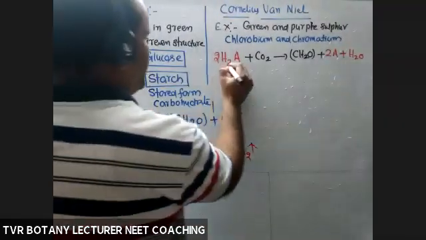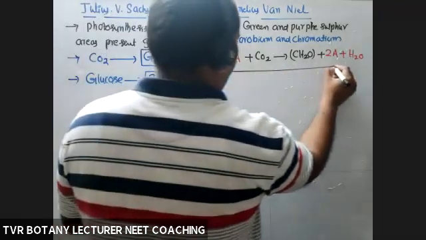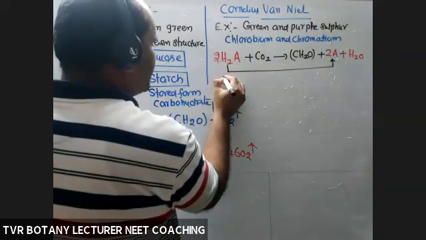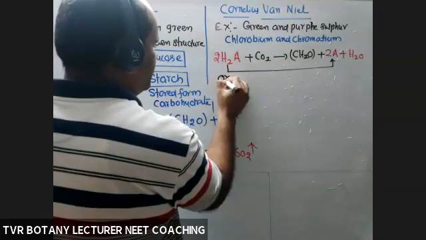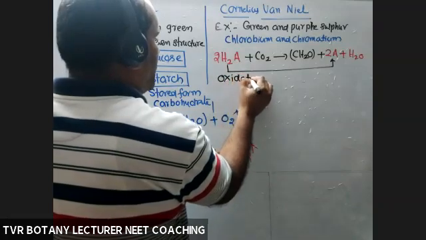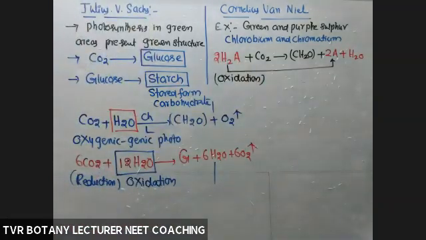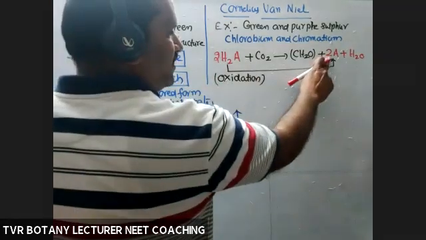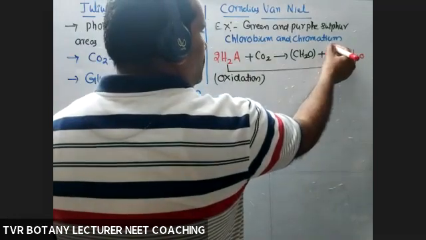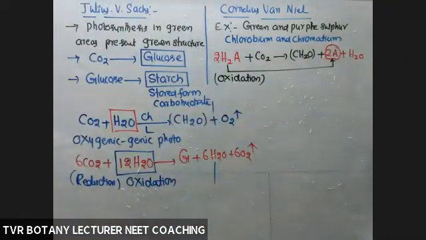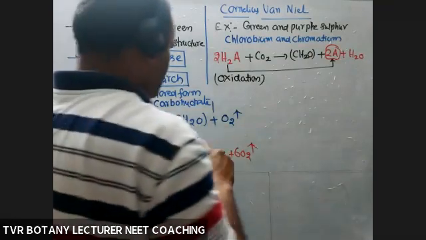So this 2A is coming from H2A. So what about H2A undergoing oxidation? Here donor of hydrogen atoms is H2A, not the H2O. So that's why there was no evolution of oxygen. Instead of oxygen, 2A was evolved. That is a dummy one. Now what about the real one?